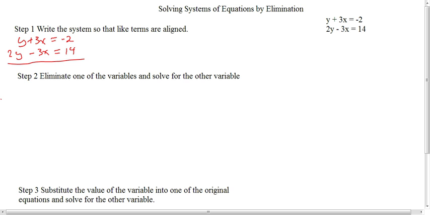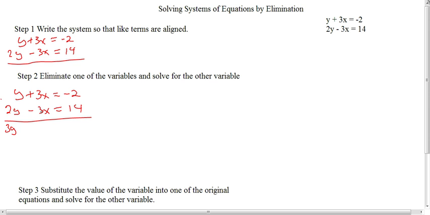Okay, step 2 says we need to eliminate. So I'm going to rewrite it again, leaving a little more space. We have y plus 3x is equal to negative 2, and 2y minus 3x is equal to 14. Now just as if we were adding, keep in mind that y is 1y, so 2 plus 1 will definitely give us 3y.